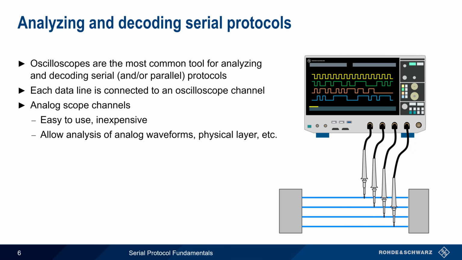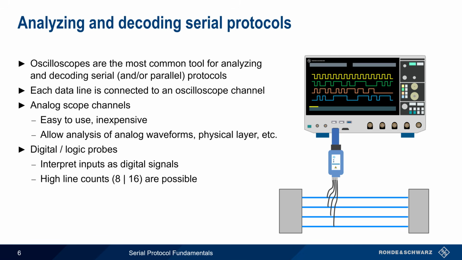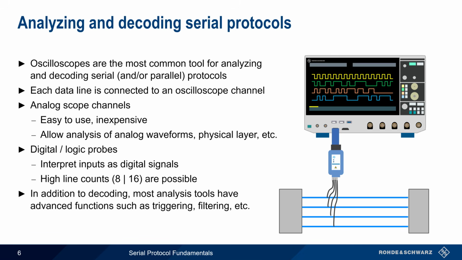Another way of connecting to a bus is using a digital or logic probe, which interprets inputs as digital signals. Logic probes are usually implemented as pods with 8 or more channels, so higher line or conductor counts are also possible. And in addition to decoding, most oscilloscopes also support advanced tools, such as triggering or filtering on certain message types or errored frames, exporting decoded messages, etc.